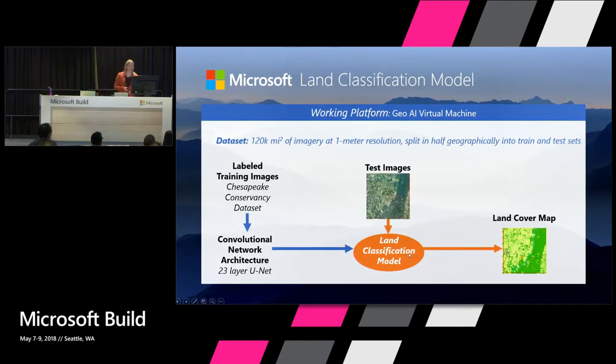All right, so here's what we did. We used the GeoAI data science virtual machine. I'll talk a little more about that at the end, but it's one of our great data science virtual machines. Taking the labeled training images from the Chesapeake Conservancy, we created a neural net architecture based on the UNet model. It was 23 layers. Then, given those test images, we created a land cover map of the Chesapeake Conservancy.